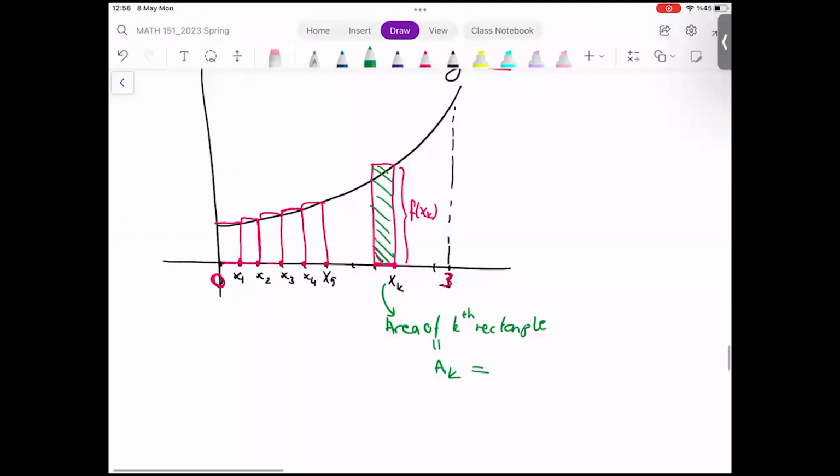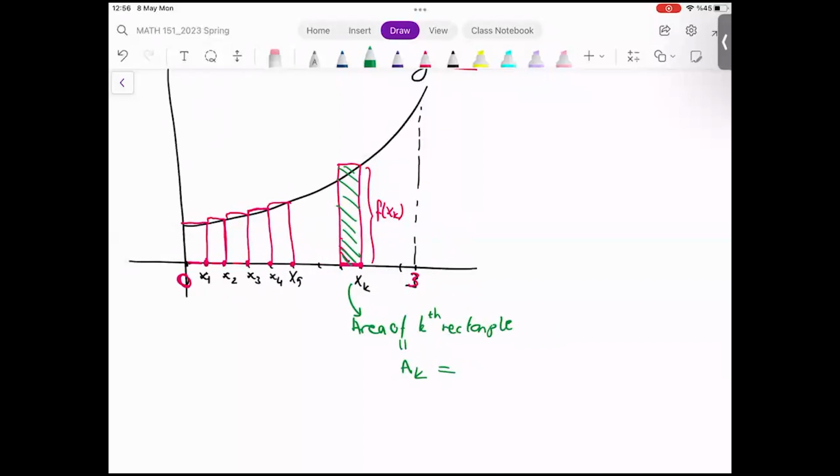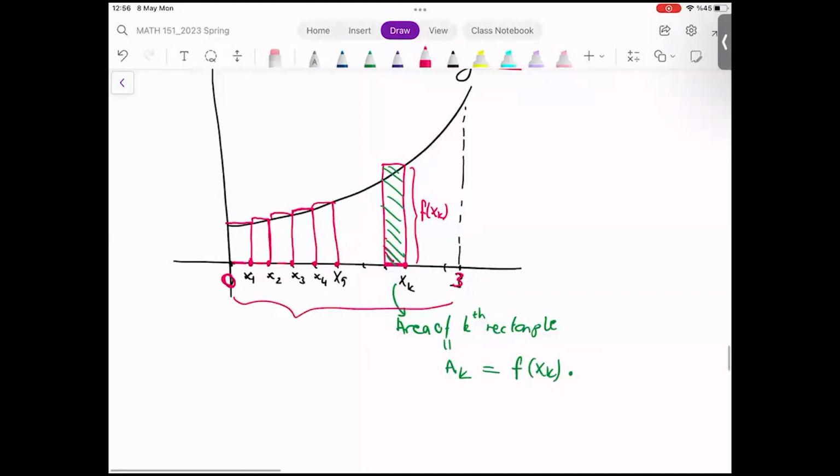And let's try to find an expression for it. Okay, base times height, right? This is the height, f of xk, times the base. What about the base? The whole length of the interval is 3, and we divide it into how many subintervals? n many, right? Because this is xn. Let's indicate that we divide it into n many subintervals, and let's call this expression delta x. Delta x will be the length of each subinterval.